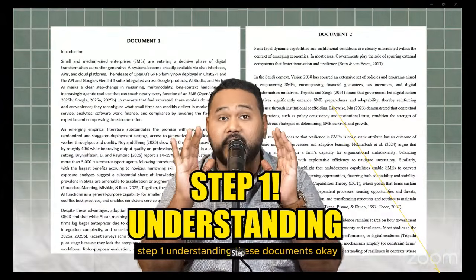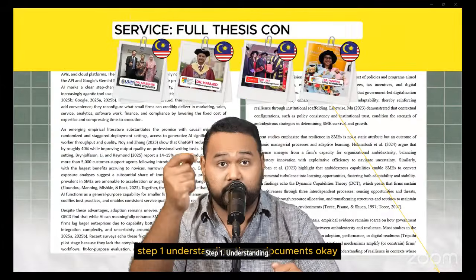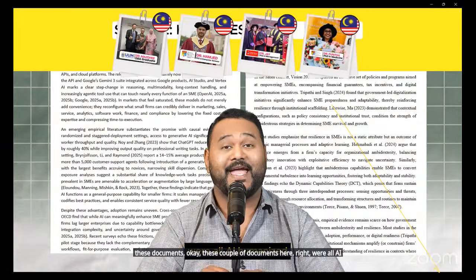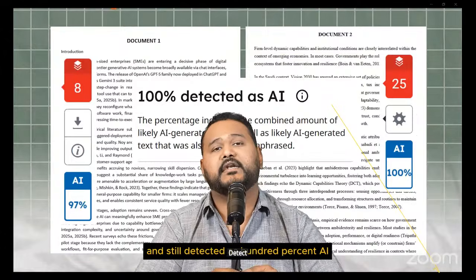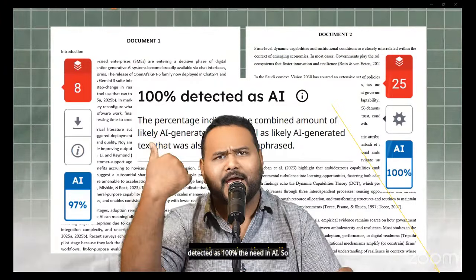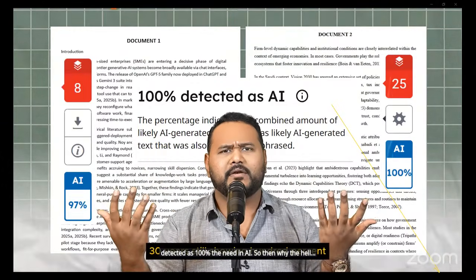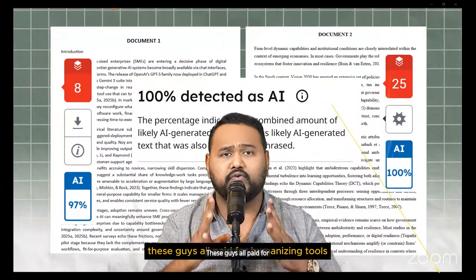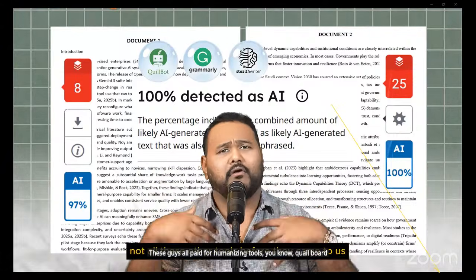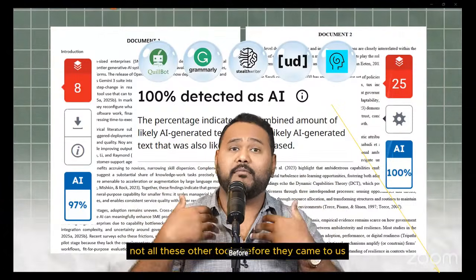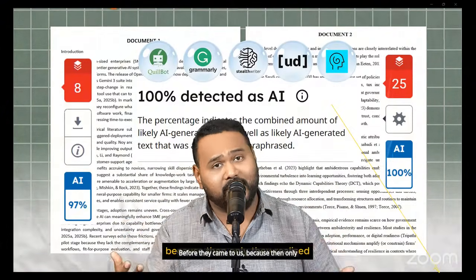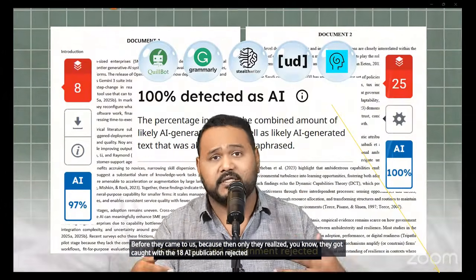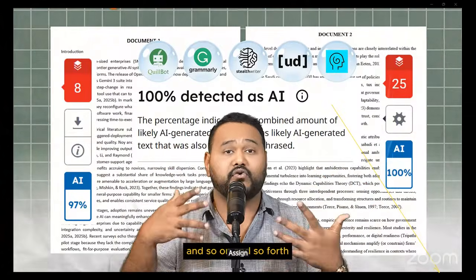Step 1, understanding. These couple of documents here were all AI humanized and still detected as 100% Turnitin AI. So why is Turnitin AI still showing 100%? Already humanized, what? These people all paid for humanizing tools, Quillbot and all these other tools, before they came to us. Only then did they realize they got caught with Turnitin AI: publication rejected, thesis rejected, assignment rejected, and so on and so forth.